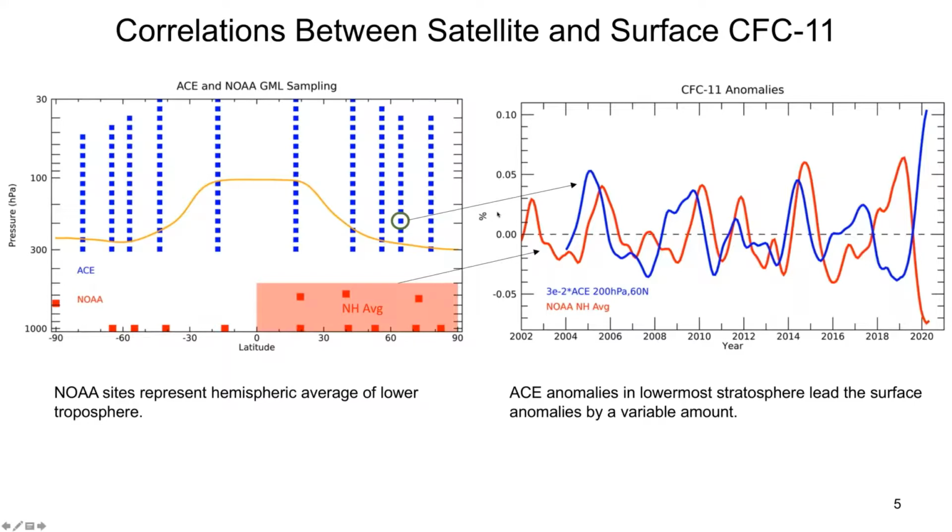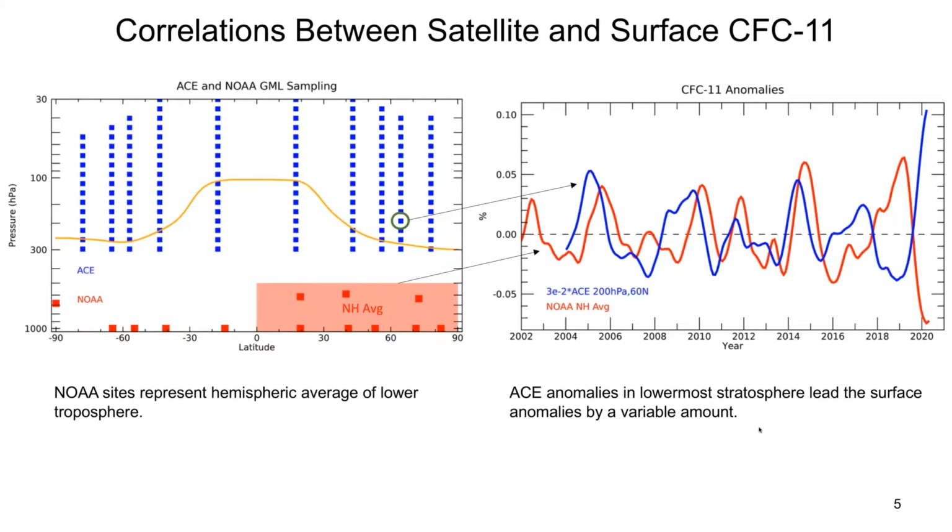All right, so we're going to do correlations here. I'm showing time series just as an example from an ACE location here in the lowermost stratosphere in blue, and then the NOAA Northern Hemisphere average anomalies. Again, these are 1 to 5 year bandpass anomalies. So you can see from this that the ACE anomalies have somewhat similar features, and they lead the surface by some amount, and it actually is a variable amount. And that's to be expected, actually.